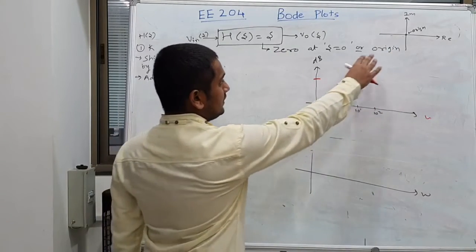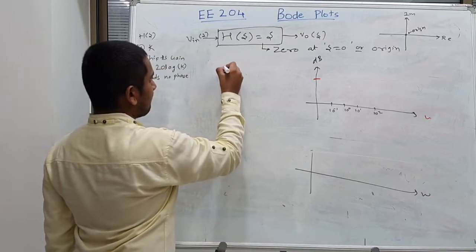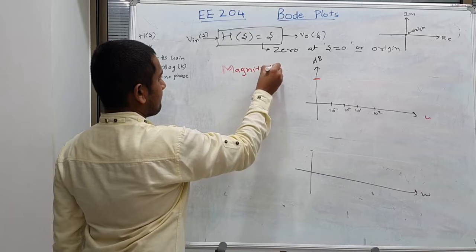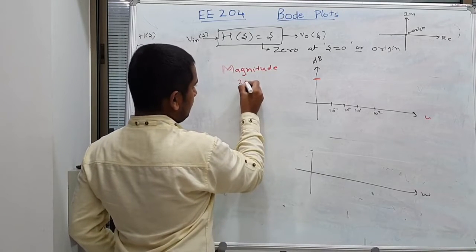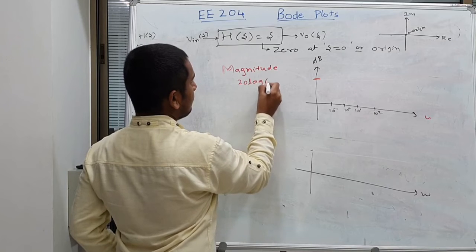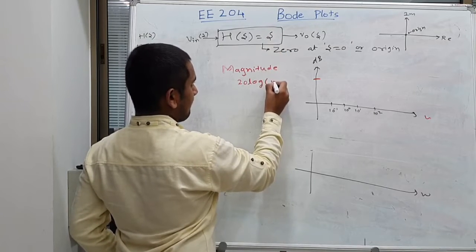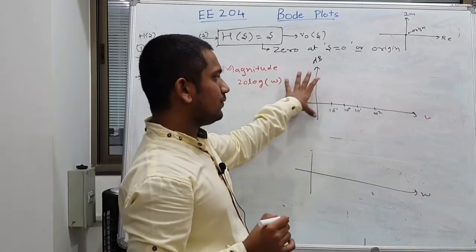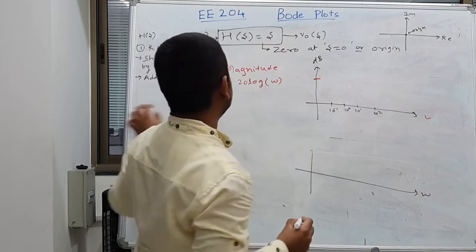Now if there is a 0 at origin, the magnitude will be 20 log of mod of j omega, which is omega. So always before coming to magnitude plots, we will substitute S by j omega.